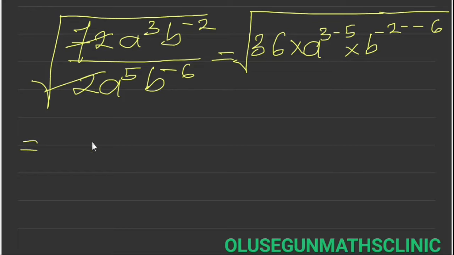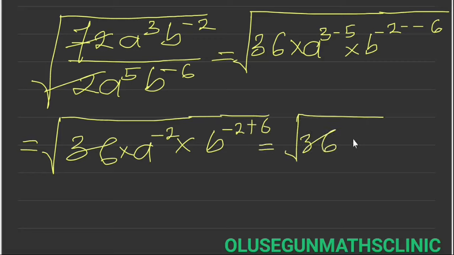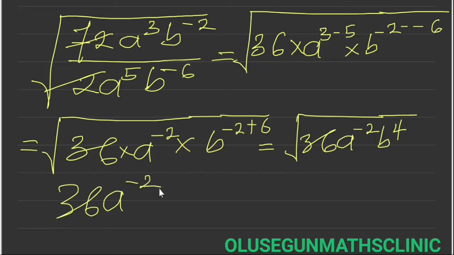So, you now rewrite in another form like 36 times A raised to power minus 2, times B raised to power minus 2 plus 6. So which is equal to the square root of 36 A raised to power minus 2 B raised to power 4. But recall, in this law, anytime we have square root, it will be 36 A raised to power minus 2 B raised to power 4, all raised to power half.